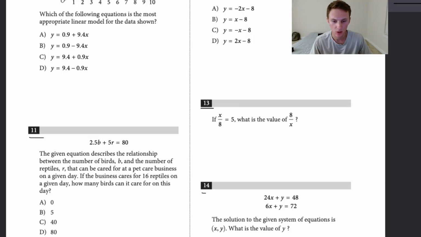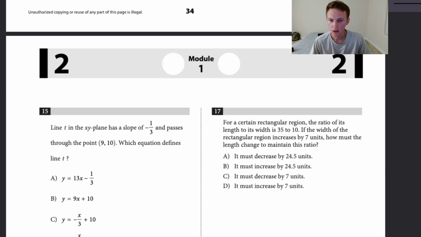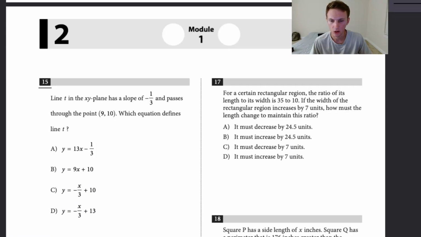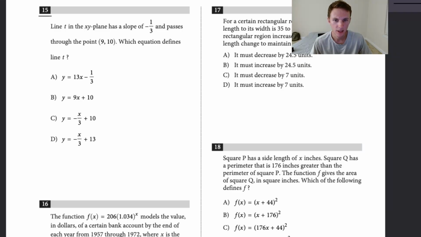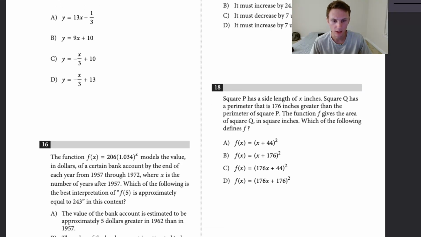Number 13, algebra. 14, system of equations. That classifies as algebra. We'll talk about that in a second. 15, algebra, linear equations. 16, that's exponential functions. We'll get to that in a bit. 17, ratios. We'll get to that in a bit.